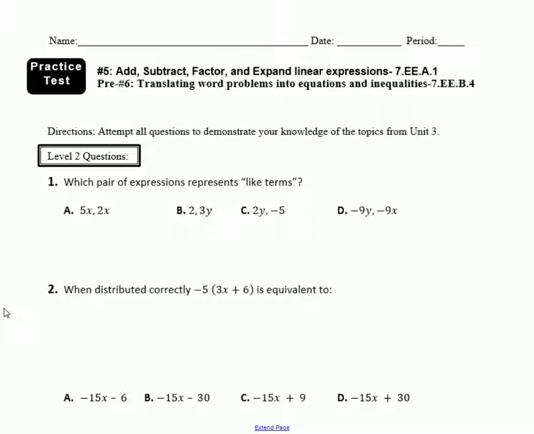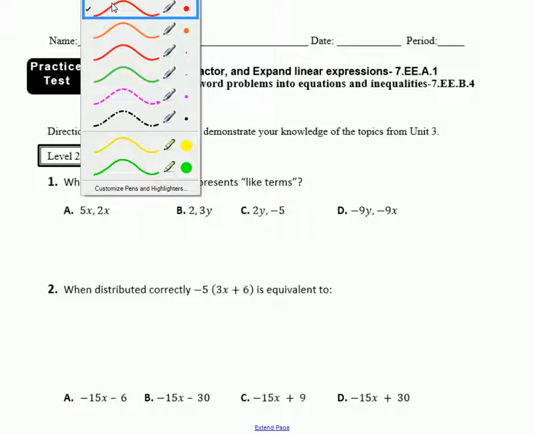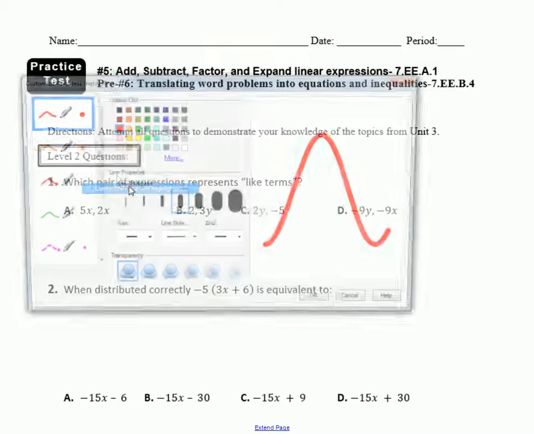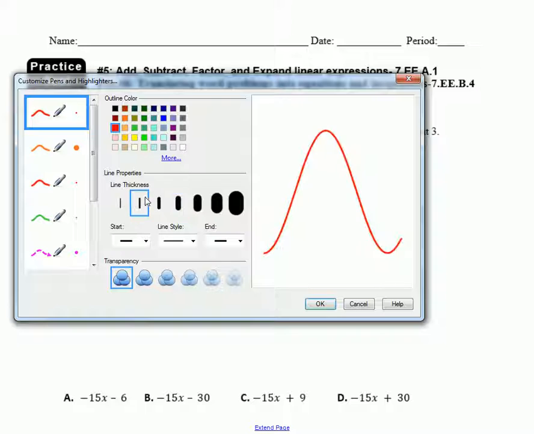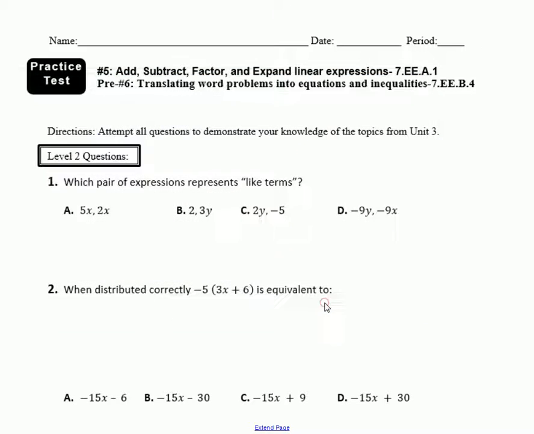All right, so our level 2 questions. Let's start off with number 1, which says, which pair of expressions represents like terms? Oh, I gotta change my pens again. They did not save, and I particularly like blue pens. Here we go. So which ones are like terms?